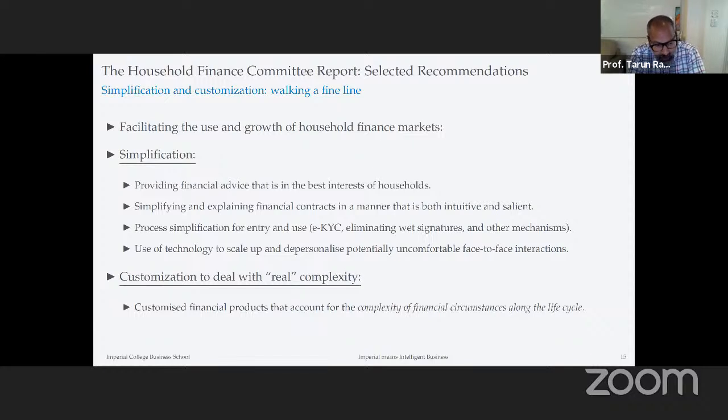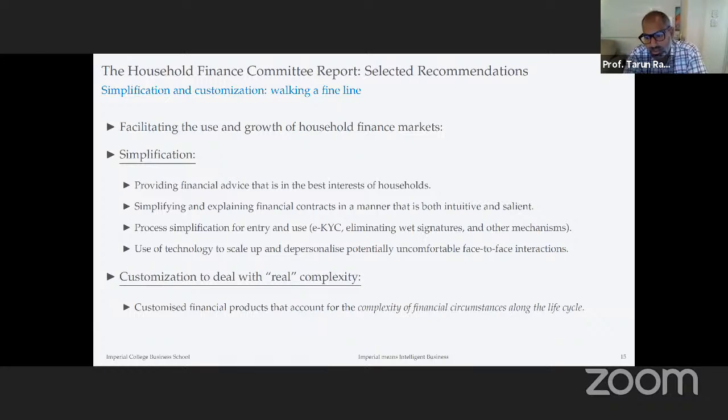Now, of course, this need for simplification needs to be balanced against the customization that you might need to deal with the real complexity of household finances. So what you want is customized financial products that account for the complexity of financial circumstances along the life cycle, because obviously simplification leads to this one-size-fits-all kind of model. And as we know in household finance, one size doesn't fit all because household financial decisions can be quite complicated.